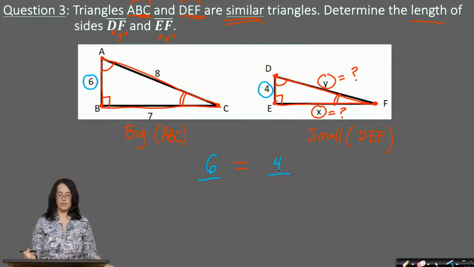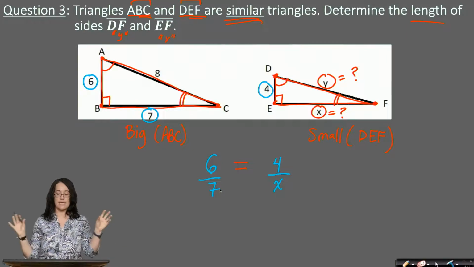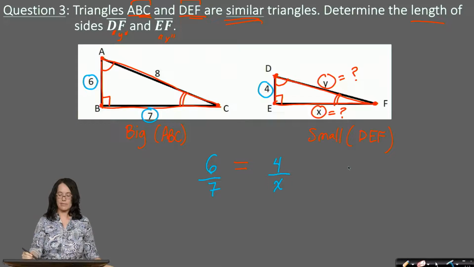Now for the big triangle, let's say I wanted to solve for X first. Well, I know that for the small triangle, that would be X, but for the big triangle, where would that be? Well, that's right, that would be 7, right? That would be B to C, because B to C and E to F are corresponding. So we can set those equal that way, and then we can simply cross multiply.